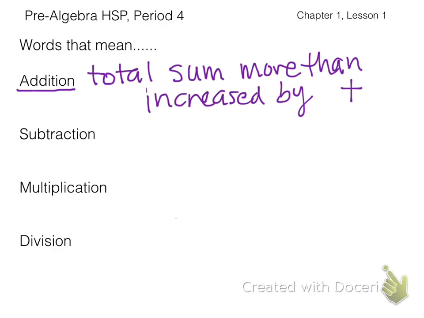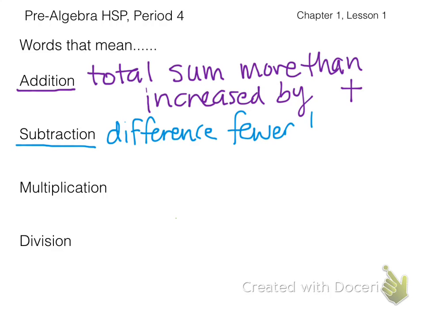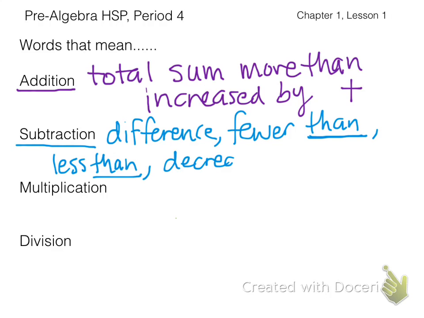All right, I'm going to do blue for subtraction. So words that mean subtraction are difference, fewer than, and there's that word than now. Than means to switch the order. And I'll put commas between those. There you go. Less than. And there's that word than again. And decreased by.